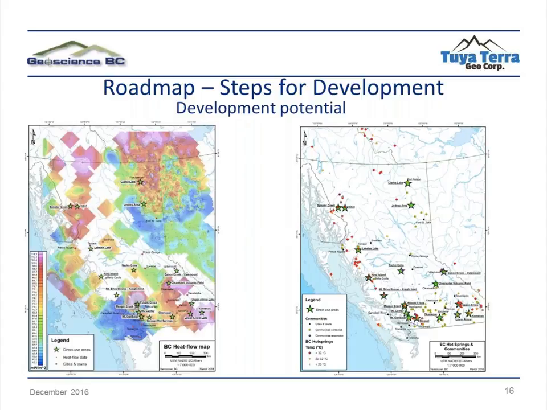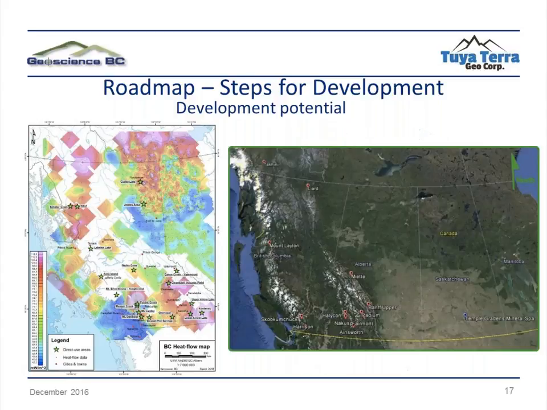So these are the two maps that were provided as part of the project report earlier in 2016. And so we've got the heat flow map on the left-hand side, and then on the right-hand side basically put in context where the areas of higher heat flow are in terms of what the communities that were contacted are and where the hot springs are located in BC. So what this really shows is what is the development potential for the most anomalous areas and how are they related to the nearby communities.